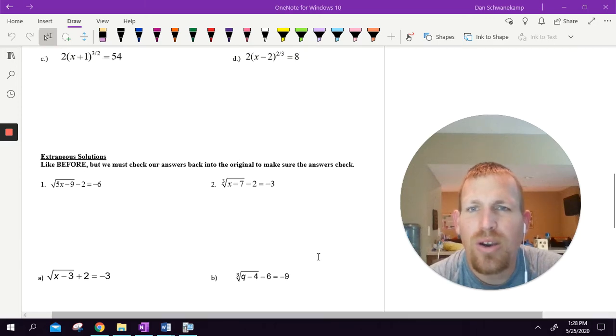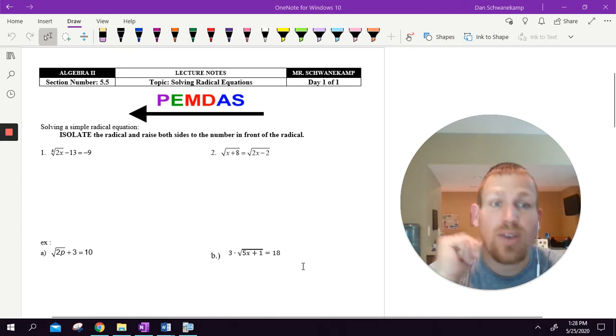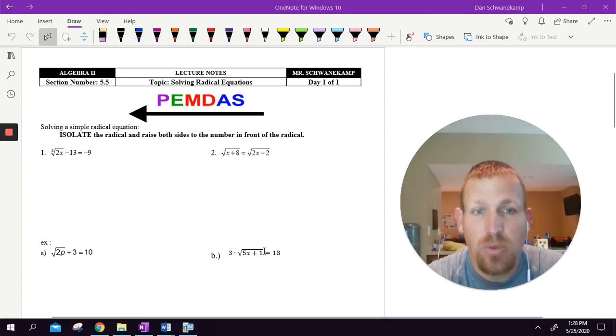Hello. We are doing our last section in the entire semester. We are solving radical equations. So what that means is we're solving for x. We are going to have square root signs in it or cube root signs. We're getting rid of radicals. That's it. That's what we're doing.